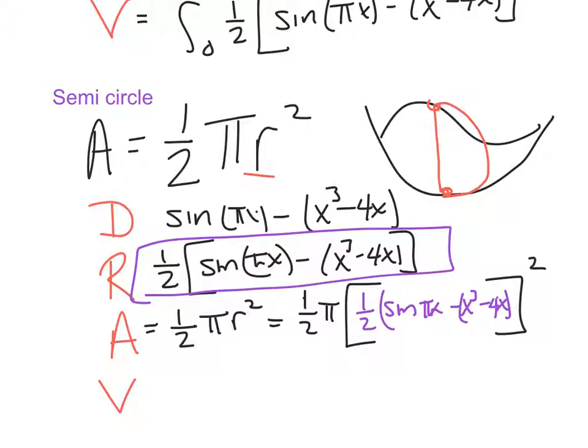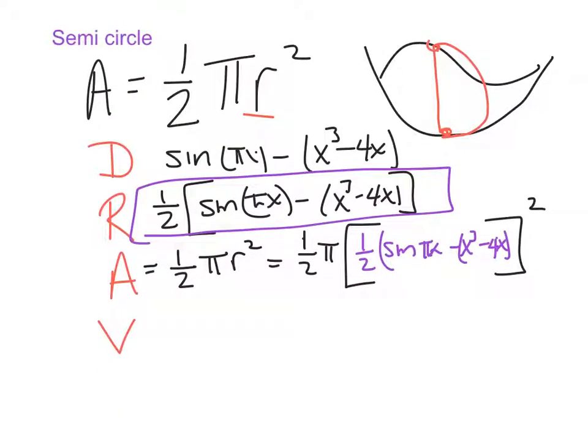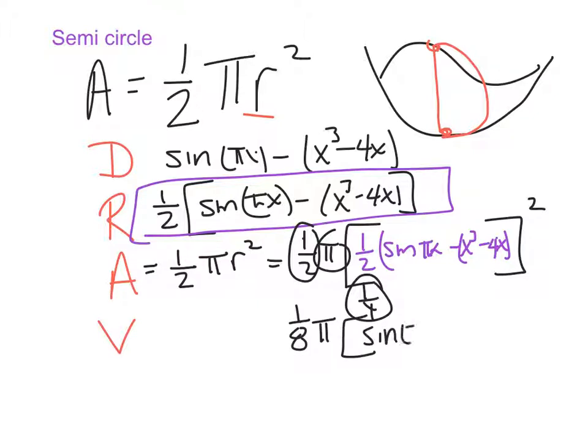Now, some people just memorized the formula and there was a 1/8 involved. Where the heck did that come from? Well, think about this. When you square this piece, what does this 1/2 become? 1/2 times 1/2 becomes 1/4. And then I'm multiplying it by this 1/2, this 1/4, and this pi gets me 1/8 pi. And then I'm left with the sine of pi x minus the x cubed minus 4x, all of that squared. So my volume is the integral from 0 to 2 of whatever I wrote for my area.